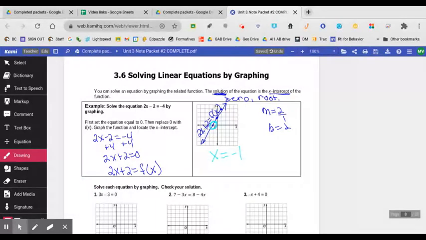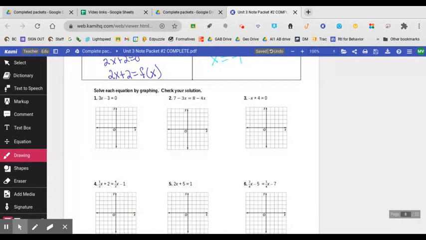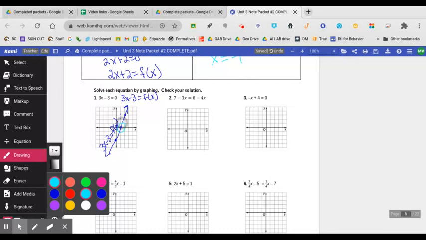So now we're going to do some examples. So number 1, it's already equal to 0, so I'm going to make that be 3x minus 3 equals f of x. I graph that by finding the y-intercept, which is negative 3, and then I use the slope of up 3 over 1. I draw my line. I label the line with the function, which is 3x minus 3 equals f of x. And then the solution, or the root, is where it crosses the x-axis. So it's x equals 1.